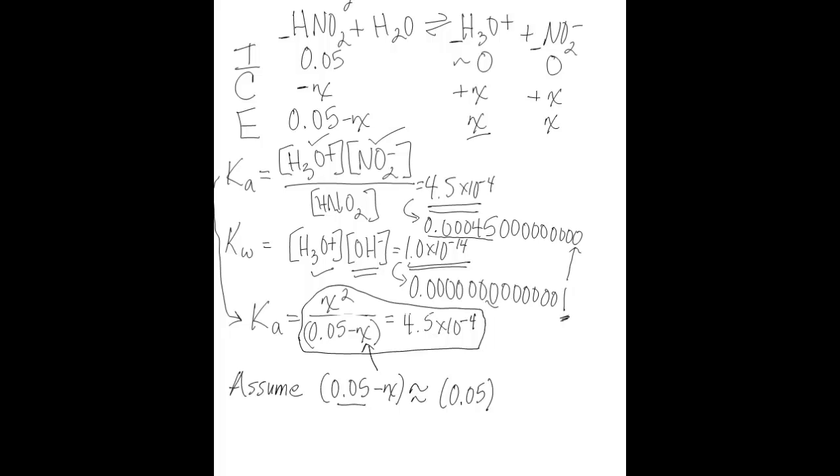So what we're going to do is rewrite this equation with the new assumption embedded in it. So now we have X squared over 0.05 is equal to 4.5 times 10 to the negative 4. What this gives us next is X squared, when we multiply both sides by 0.05, is equal to 2.25 times 10 to the negative 5.